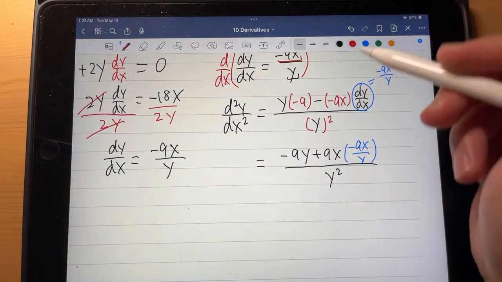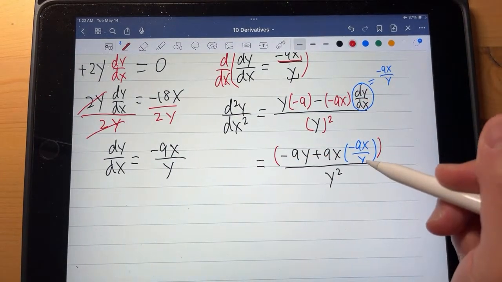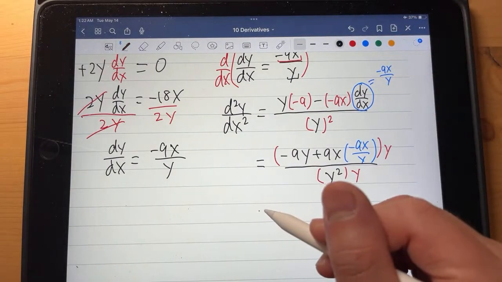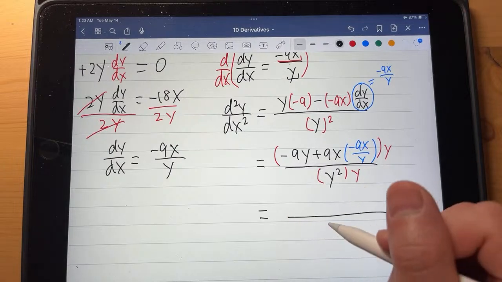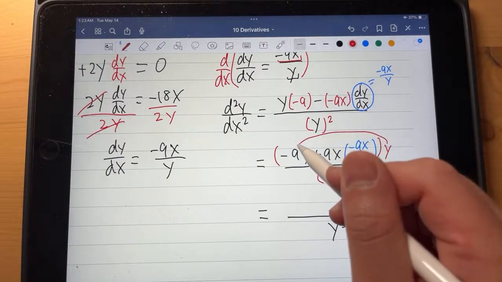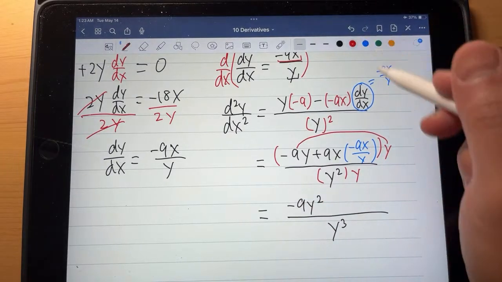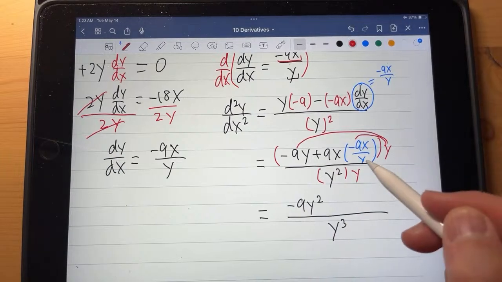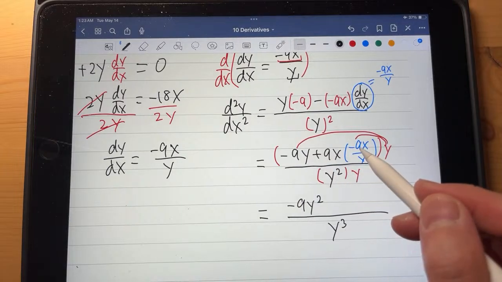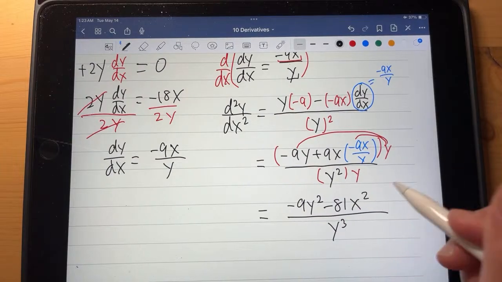Okay, have a look next. We don't like to have complex fractions, so let's multiply the top and bottom by this denominator. So let's multiply y and y. For the bottom, we will get y to the third power. For the top, make sure you do y times this term, which gives us negative 9y squared. And then when we do y times this, y and y cancel. 9 times negative 9 is negative 81. x times x is x squared.